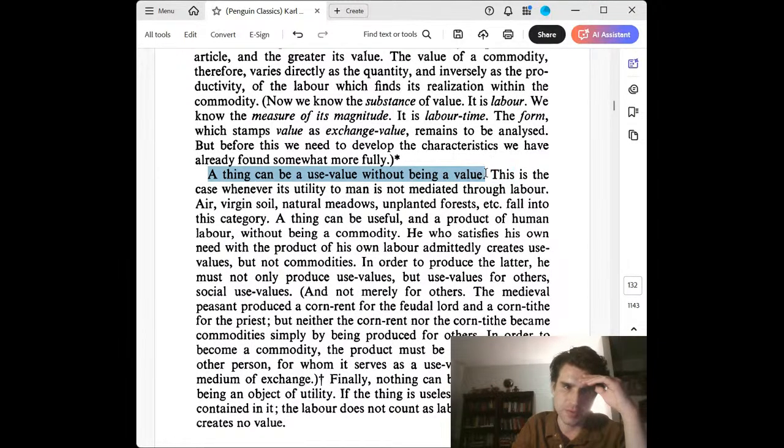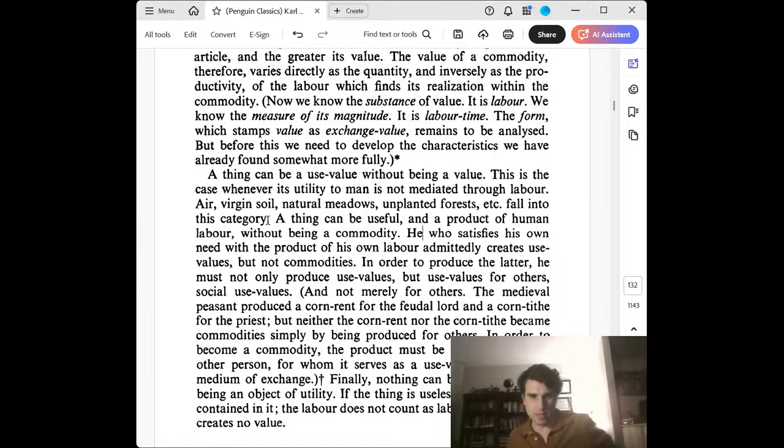A thing can be a use value without being a value. This is the case whenever its utility for man is not mediated through labor. Air, virgin soil, natural meadows, unplanted forests, etc., fall into this category. All right, so air has a use value. We breathe it, but you can't buy air unless it's in a can, right? And you spray it on your computer or whatever. But then labor is put into that can, right? So you're actually buying the labor.